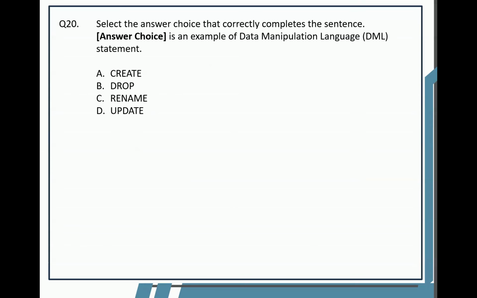Now, question 20 is a fill in the blanks question where we need to identify the type of DML statement among the given options. The options are create, drop, rename, and update. Now, folks, DML statements are used to insert, update, or delete data, and examples include select, insert, update, delete. Friends, we had a question on DML, DCL, and DDL in the previous part of the series as well, so make sure to go through it if not already.